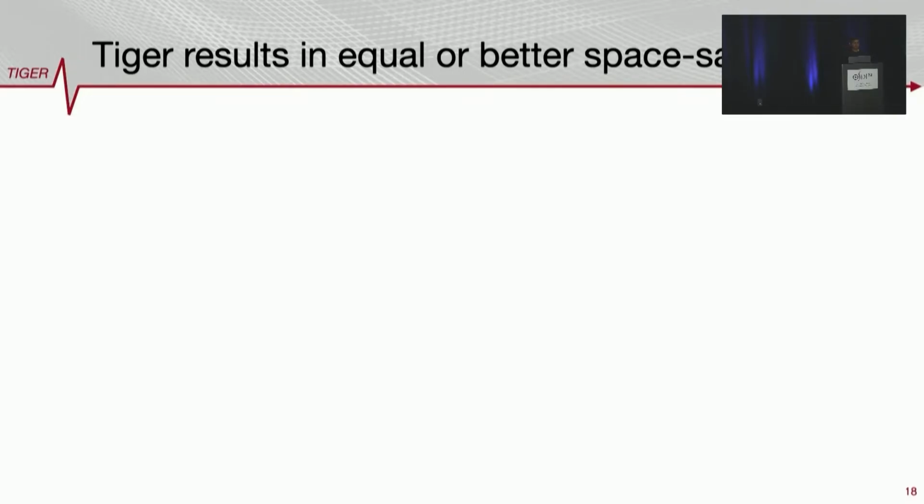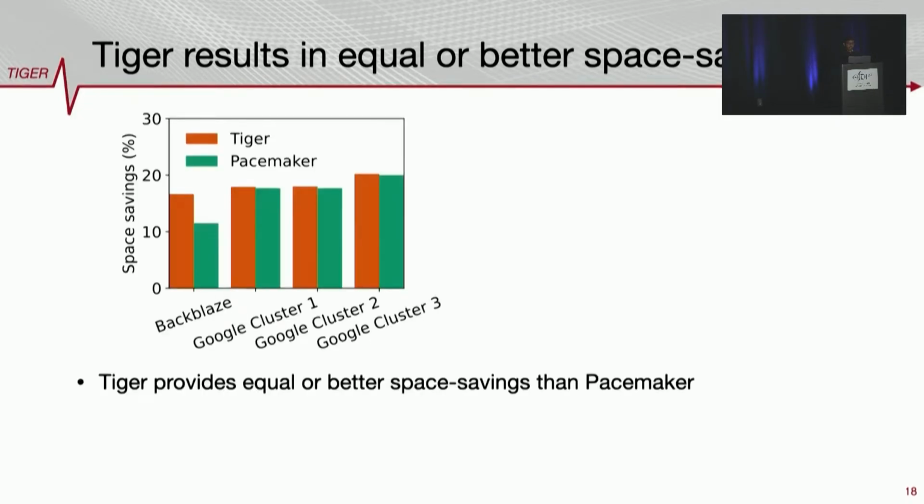Okay, so let us look at some evaluation. One of the important things that Pacemaker provided was space savings, because it reduced the heavy overprotection that was going on in homogeneous stripes. We see that Tiger matches or even exceeds the space savings provided by Pacemaker. Here we have 4 clusters on the x axis, 1 Backblaze and 3 Google clusters, and on the y axis you have the overall space savings by using disk adaptive redundancy in Tiger and Pacemaker. We see that we can get up to 20% storage space savings. Now, in clusters with hundreds of thousands of disks, this is a sizable saving.